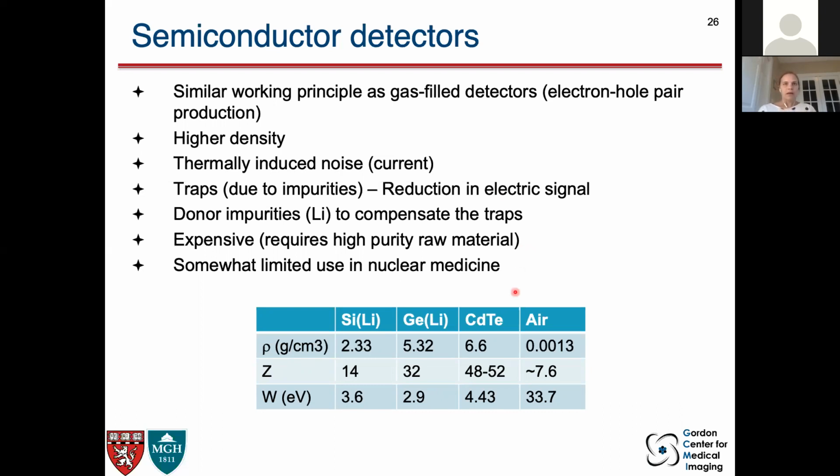We can see in the table here the density and the effective Z for some common semiconductor materials: silicon, germanium, and cadmium telluride, compared to air. We see that there is a huge difference in density when we compare air and the semiconductor materials, but there is also a big difference in the effective Z. So this means that we will have much higher interaction probabilities for gamma rays in semiconductors compared to air. And we also see the work function in this table. This corresponds to the energy that's needed to create one electron-hole pair in each of these materials. We see that this energy is much lower for the solids compared to air.